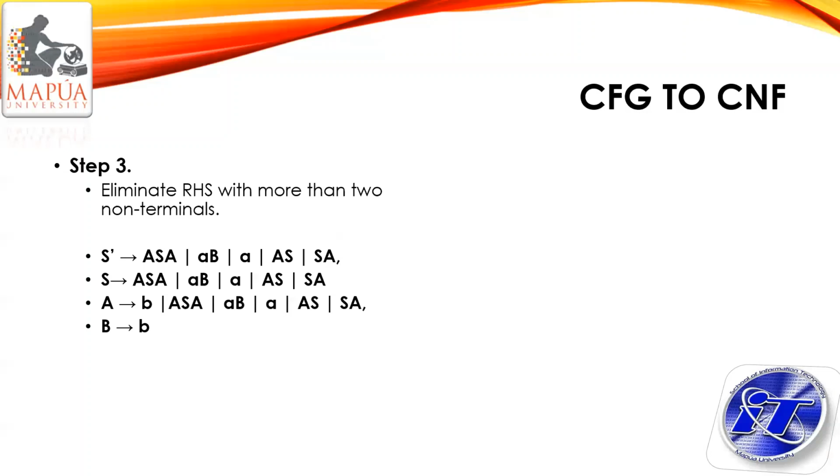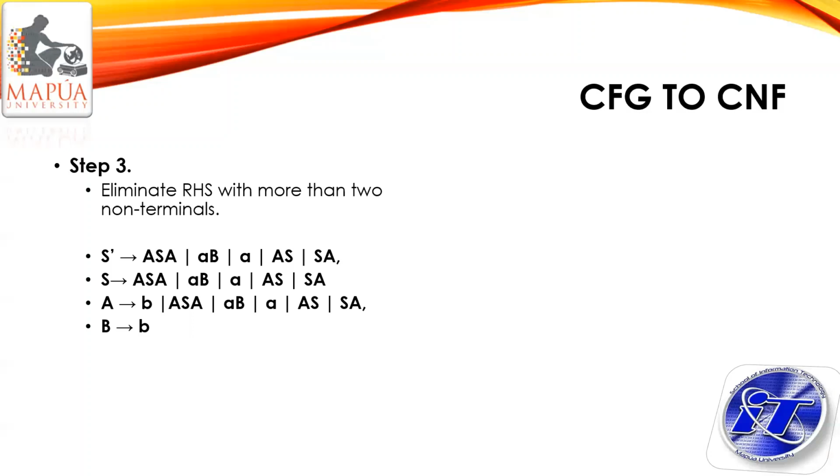So now let's proceed with step 3. So eliminate RHS with more than 2 non-terminals. So by the way, before we proceed with step 3, step 3 and step 4 could be interchangeable. So you could proceed with step 4 first before step 3, or step 3 first then step 4. So it's up to you.